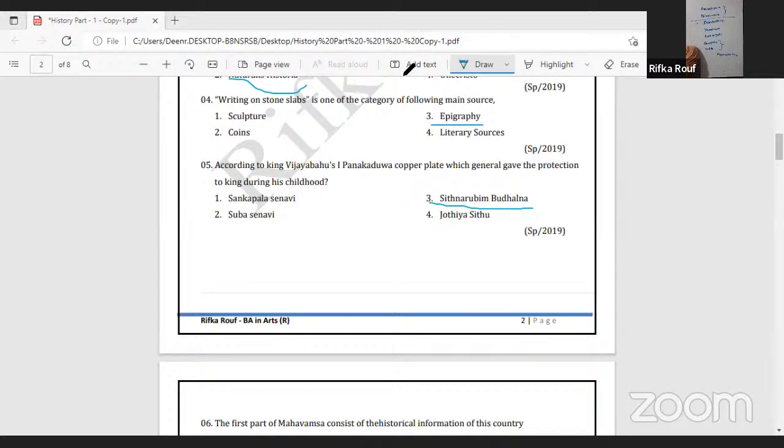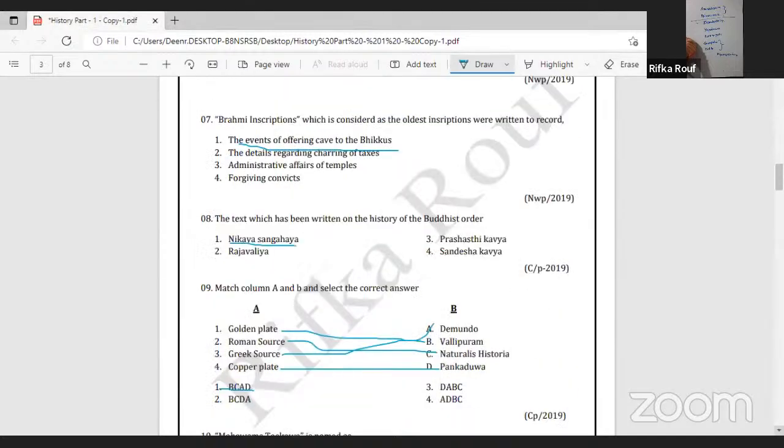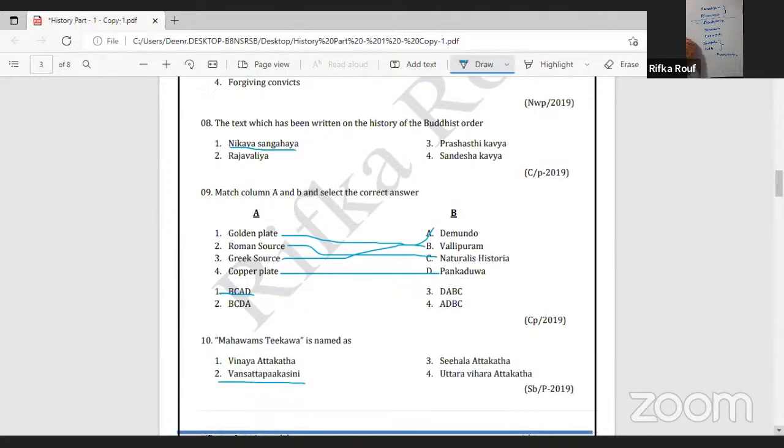Very good, Abdullah. Very good, Shumair. Very good, Amra. Good try. Yes, Haya, very good. Azza, very good. You want me to say the answer for the 10th one? Okay, Mahavamsa Tika is Vamsatthappakasini. Very good, Nishad. Very good, Ashkan. So, shall we move on to the next one?